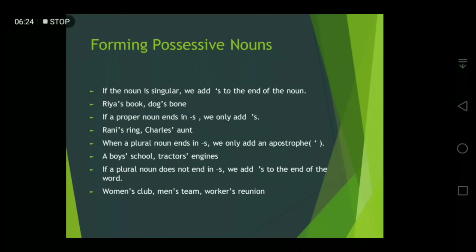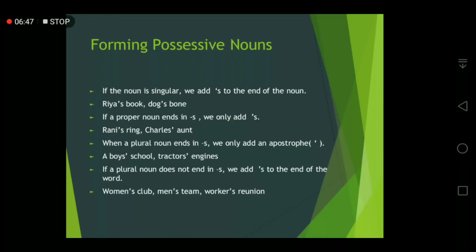Now, forming possessive nouns. So now, how can you form possessive nouns? You cannot form each and every one the same way. So here are some rules.